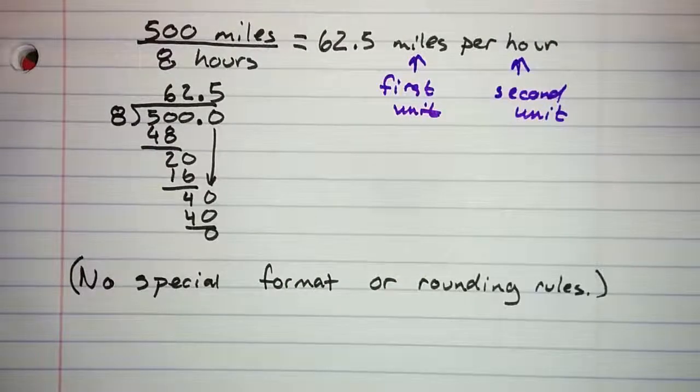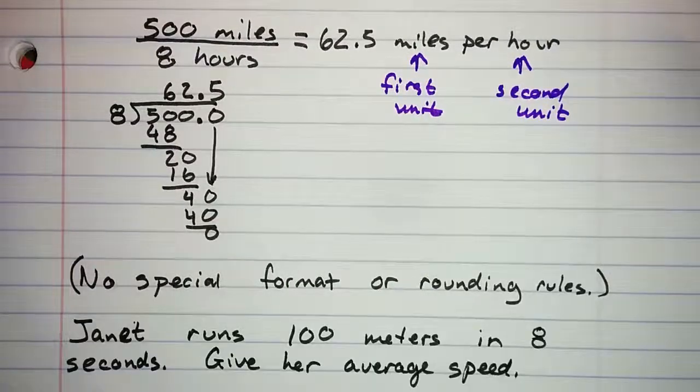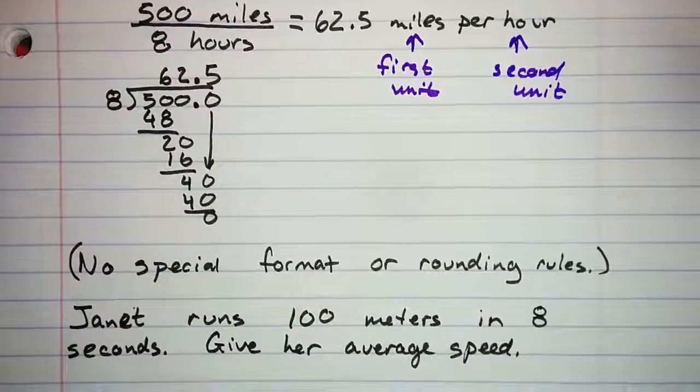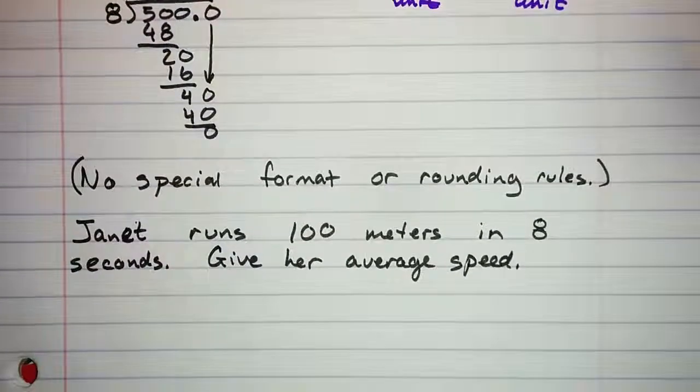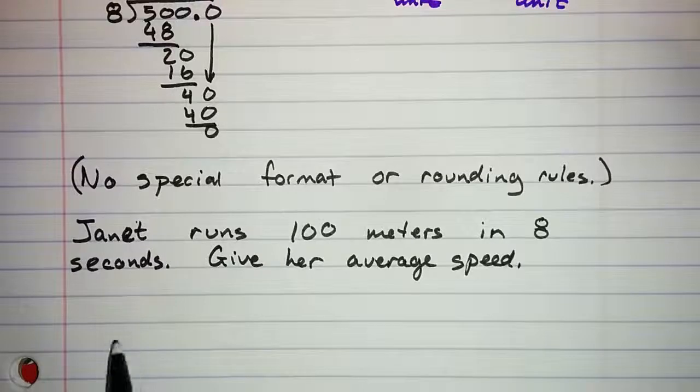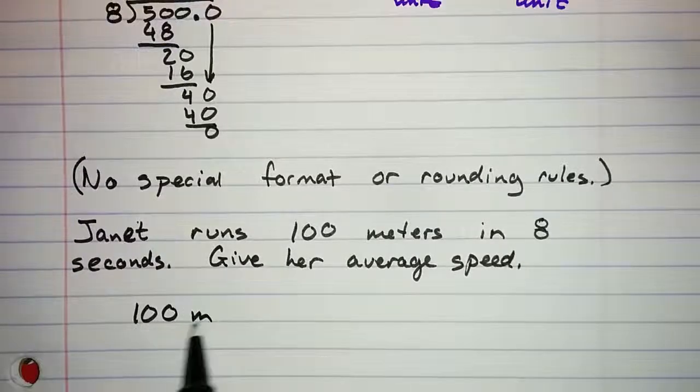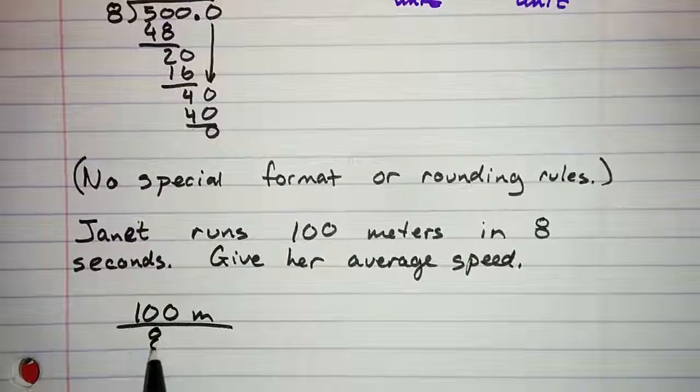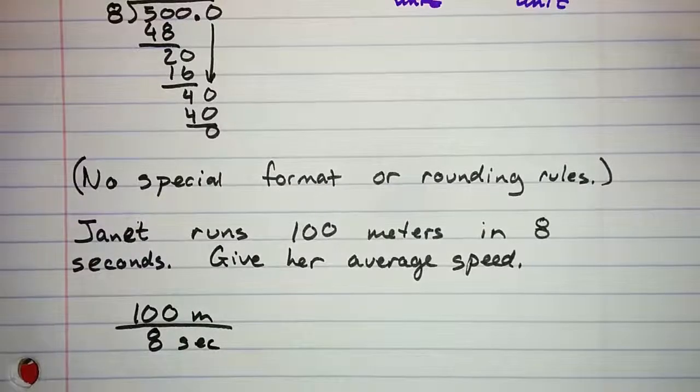I'm going to give you one of these to try. Suppose Janet runs 100 meters in 8 seconds. Give her average speed. Pause the video and try this now. All right. Well, the rate is 100 meters per 8 seconds.